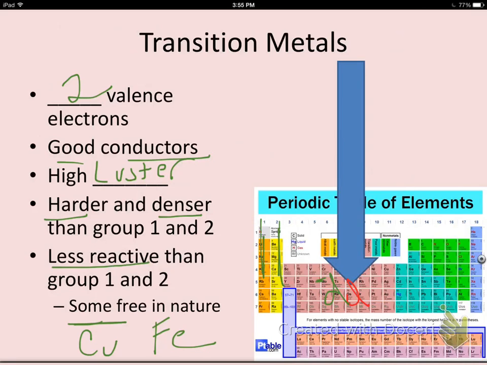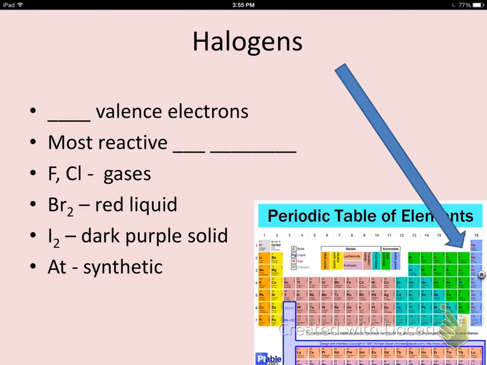So the most metallic properties are on the left of the periodic table. The trend is the more metallic properties to the left. Okay. All right, the halogens, of course, are group 17.